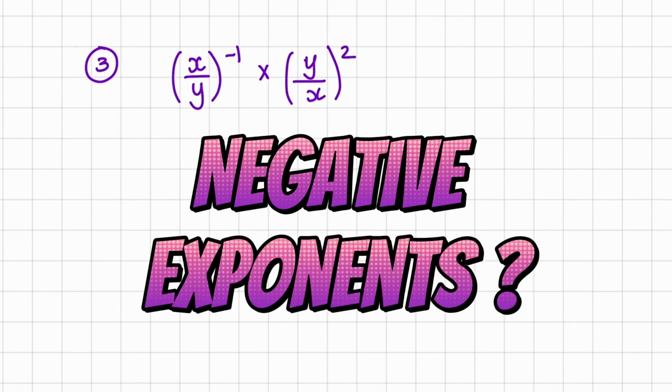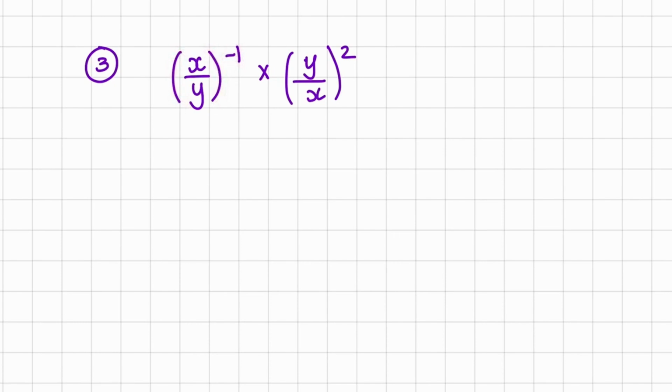So here we have (x/y) raised to the power of minus 1 times (y/x) raised to the power of 2. Now, there are various ways that you can deal with this. What I would like to do in the first term, I'm going to flip it upside down, and that will change the exponent of negative 1 to plus 1.